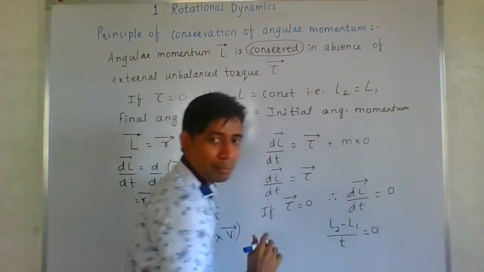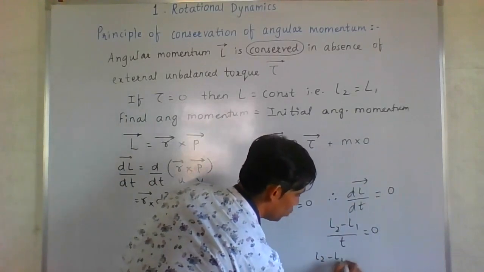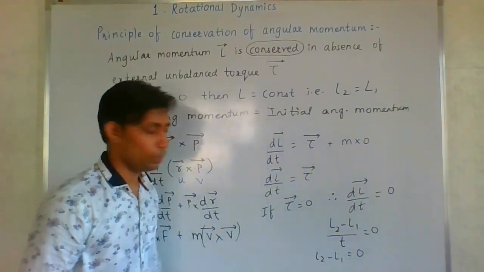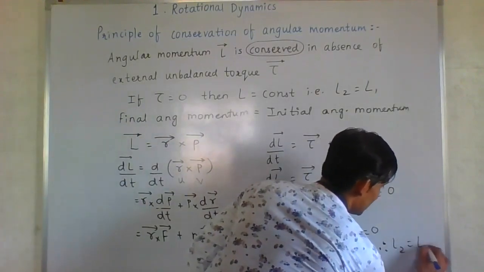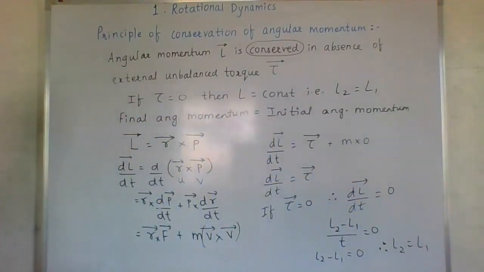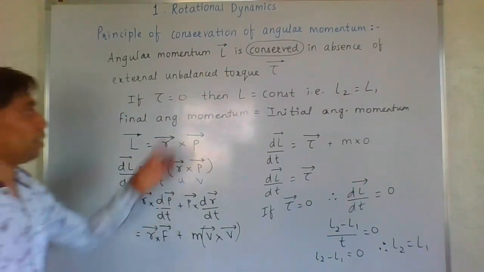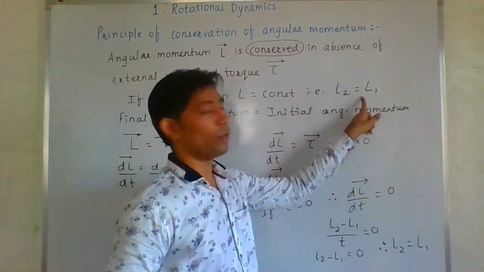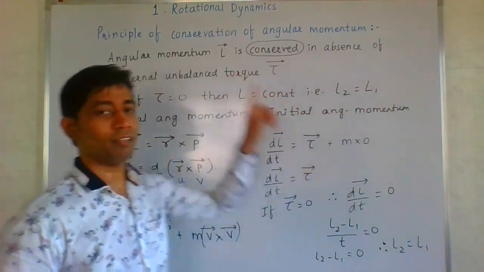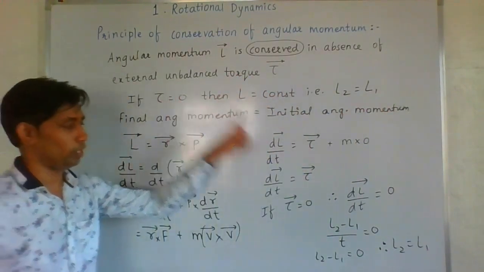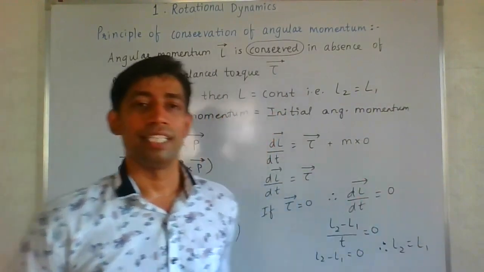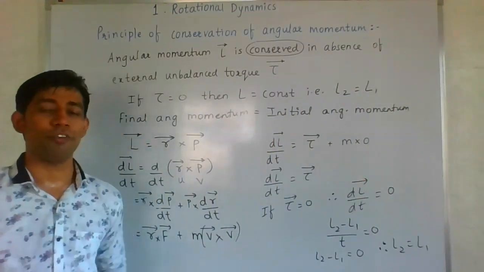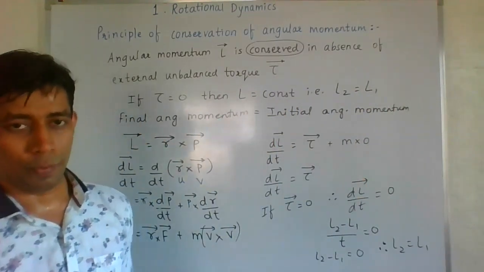ये टाइम इधर आके मल्टीप्लाई होगा, so my next step will be L2 minus L1 equal to 0, and then I hope you understood, we got finally L2 equal to L1, and that is what I had written in the law. देखो, we should get L2 equal to L1 under one condition, which was torque equal to 0, और वही मैंने assume किया था. So this is how finally this principle of conservation of angular momentum is proved.